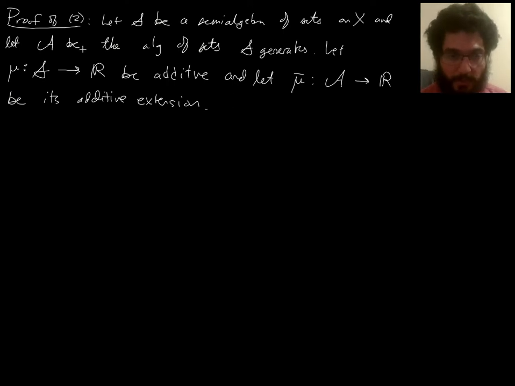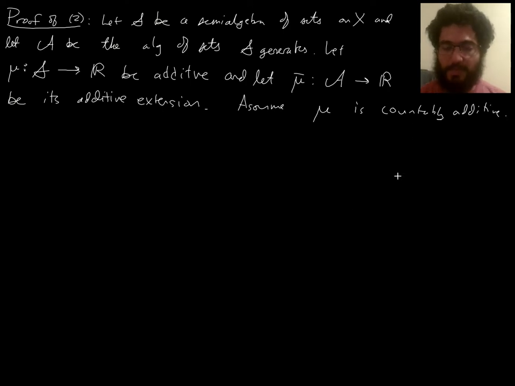So now to prove part 2, I should actually assume mu is countably additive. I guess I could have written it up here, let mu be countably additive. But whatever, I'm writing it down here. So assume mu is countably additive. Now the goal is to prove mu bar is countably additive.